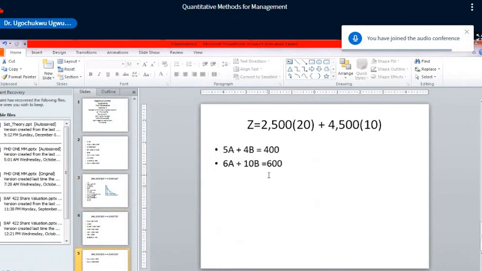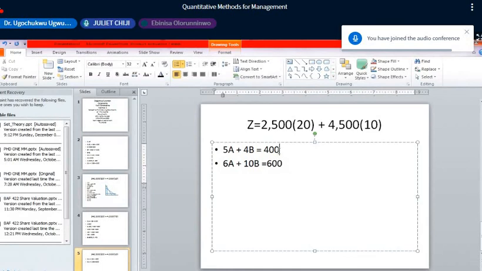Okay, so now it's simple. We are using the simultaneous equation method to determine A and B. So how do you go about working it out? Let us just multiply this by 6, and then multiply this by 5. I'm sure we know simultaneous equations. It's a simple equation.